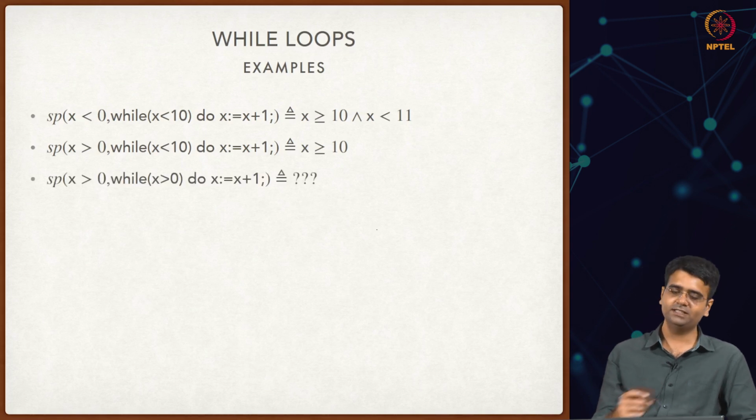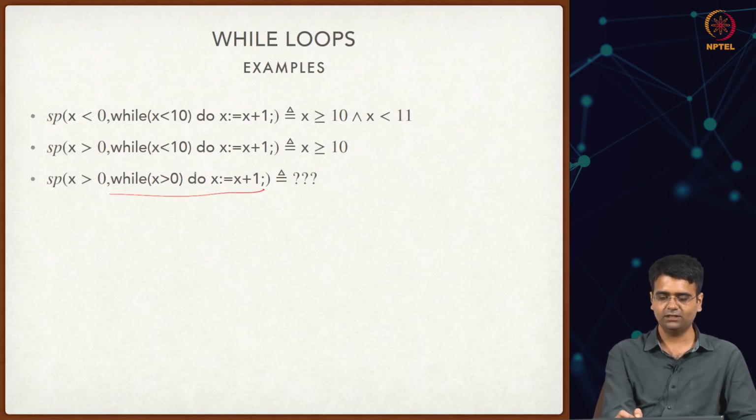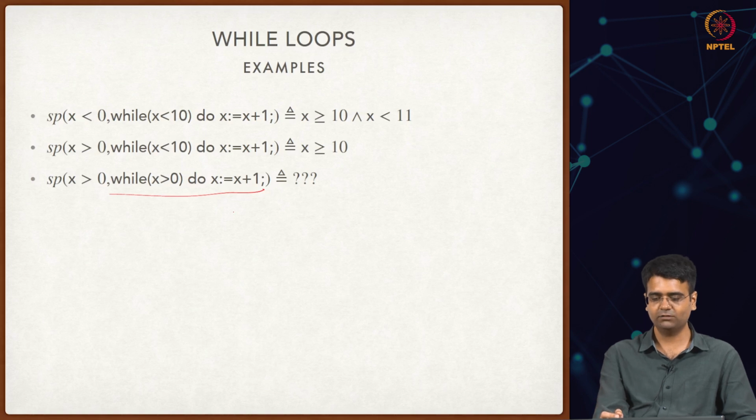So we'll do one last example. What will be the strongest post condition for x is greater than 0, but now my loop has changed. This is the loop: while x is greater than 0, do x equal to x plus 1. Again, if you think about this intuitively, you are starting in a state where x is greater than 0, and this loop just keeps on incrementing the value of x. So intuitively this loop will never terminate. There will be non-termination.